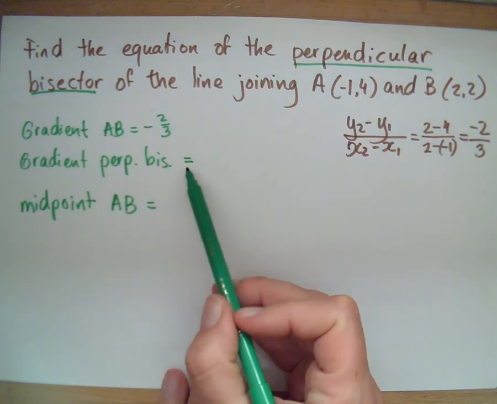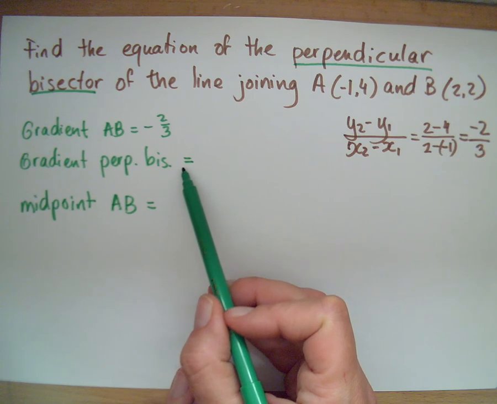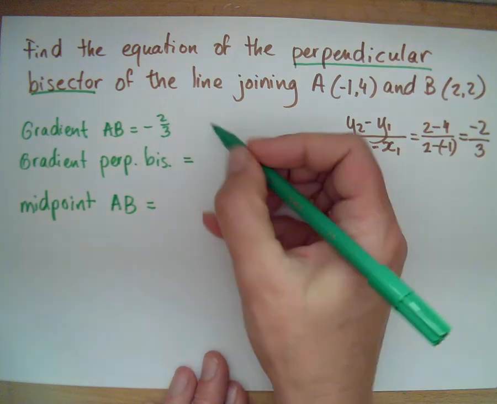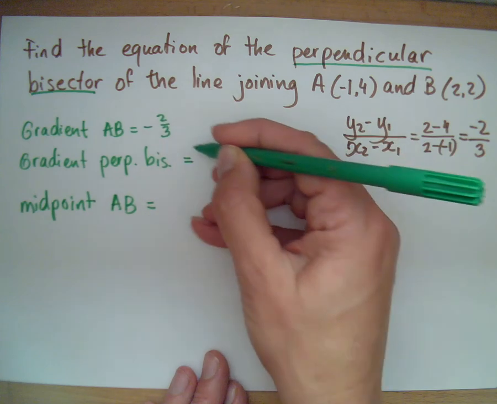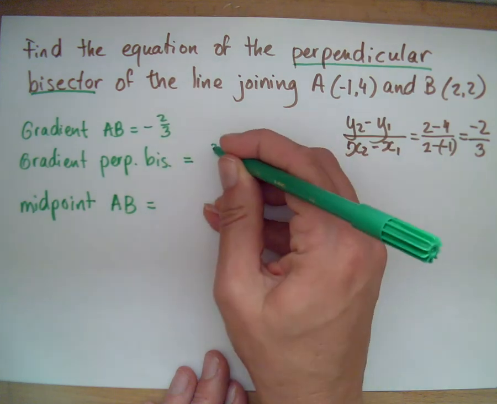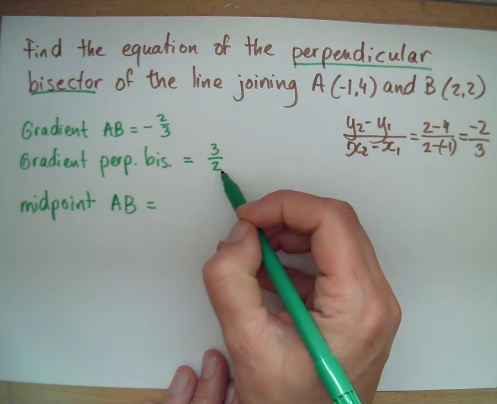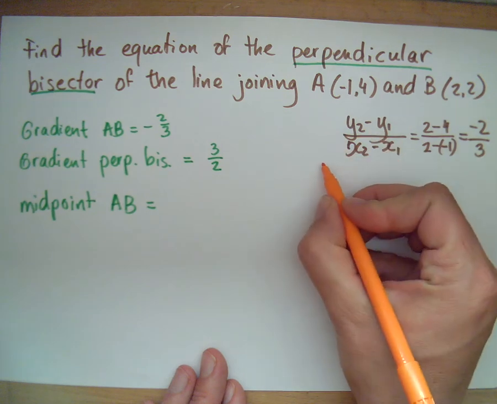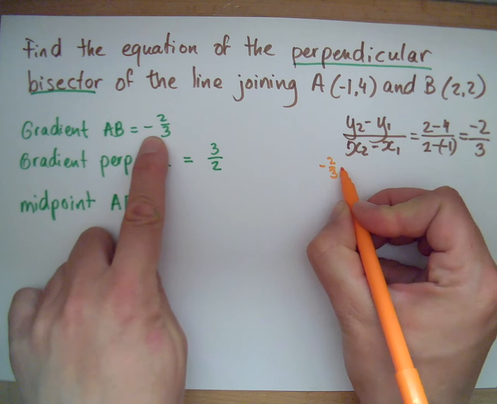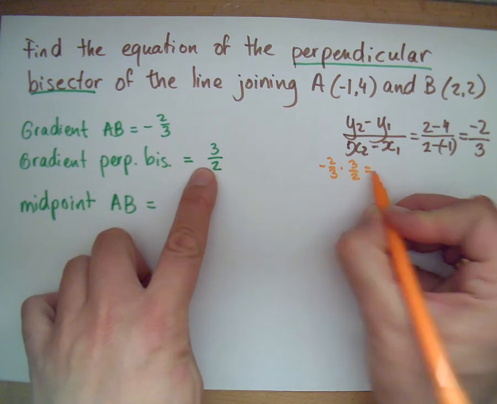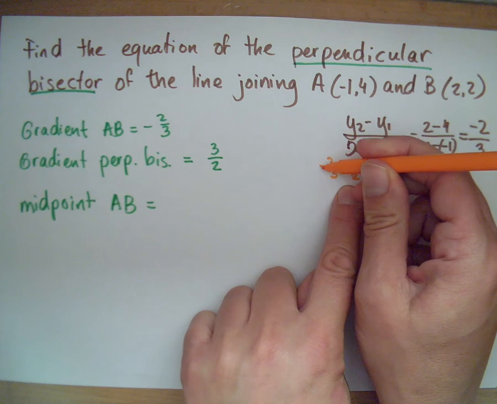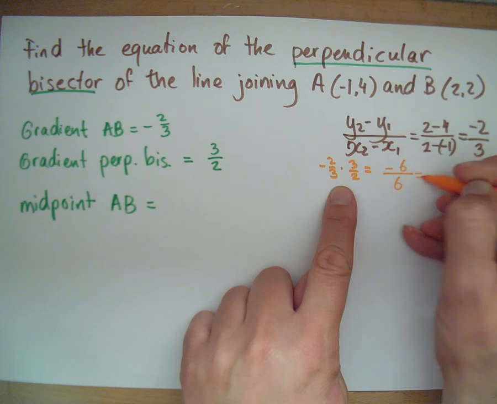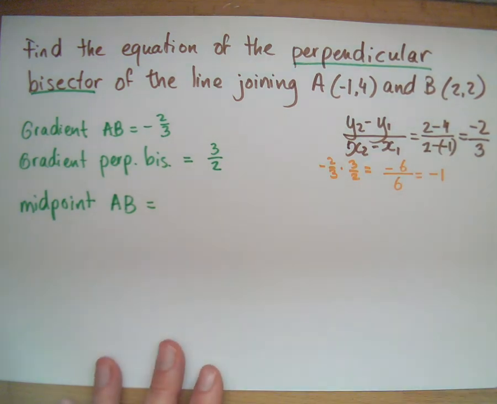The gradient of the perpendicular bisector is the negative reciprocal of this. So negative times the negative is a positive, 3/2. That should be the gradient of the perpendicular bisector. Let's quickly check whether this is true. Let's multiply them together. Negative 2/3 times 3/2. Does that equal negative 1? Let's see. Negative 2 times 3 is negative 6, divided by 6, and that is negative 1. So yes, that is the gradient of our perpendicular bisector.